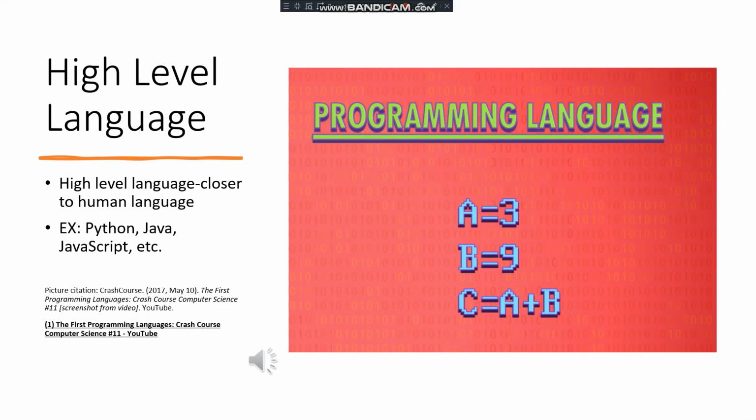High-level language. High-level programming languages are what we use in our major mostly. They are closer to human speech than they are to machine language and assembly language. Examples include Python, Java, and JavaScript. The purpose of high-level programming languages is to translate our thoughts and our commands to something that the computer can understand so that the computer can implement it.